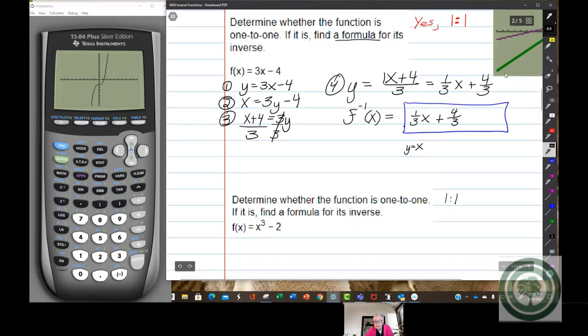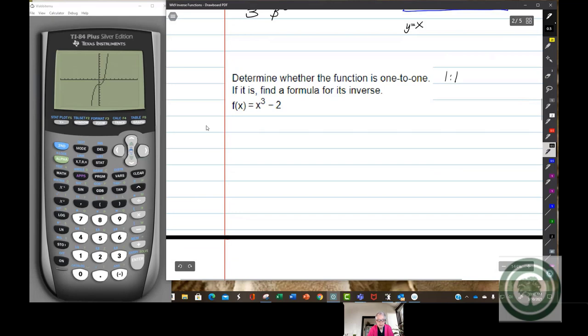Incidentally, this should have been step 5. So step 1, change f of x to y. Y equals x to the third minus 2. Step 2, switch your x and y.